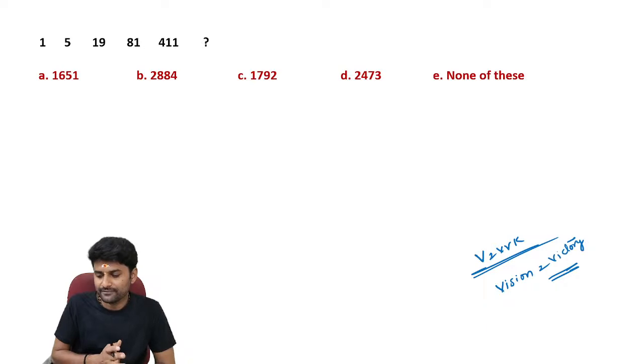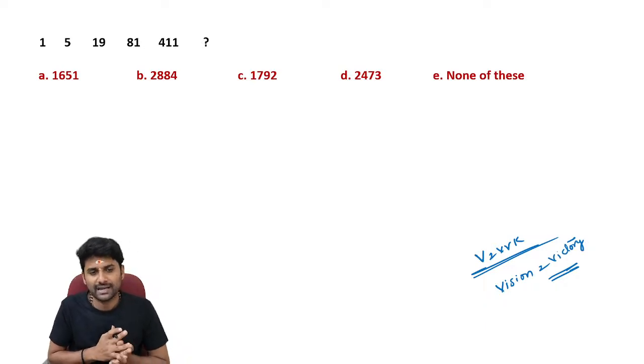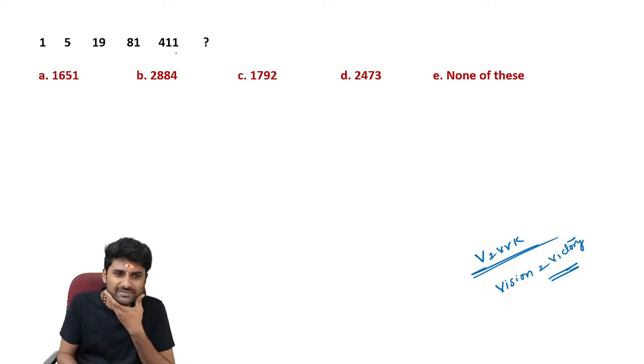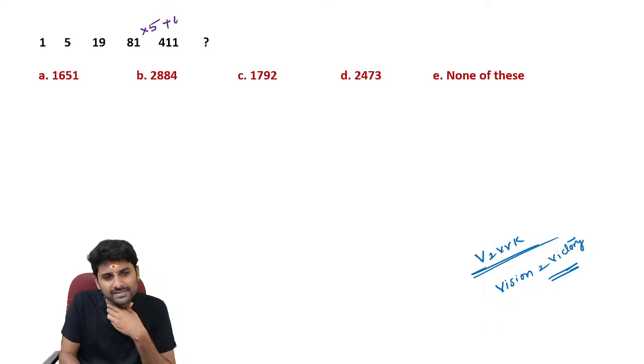Now see again 1, 5, 19, 81 and 411. So again, if you observe the sequence, see 1 into 5 for example, so it's 5 plus... 19 into 4, 5 into 3 plus 4, into 4 plus 5. So definitely this is into 2 plus 3.